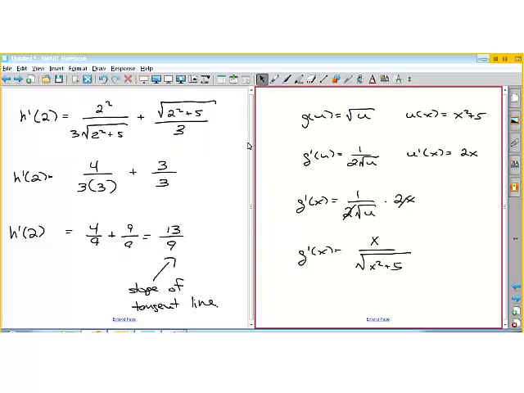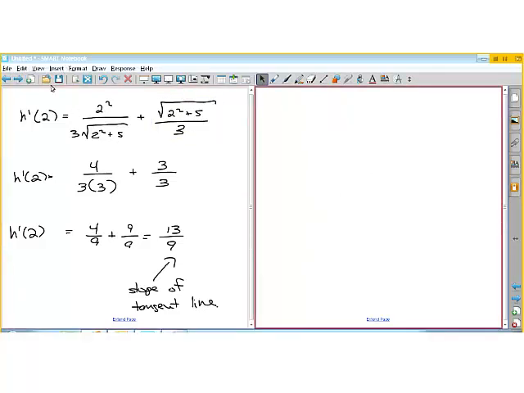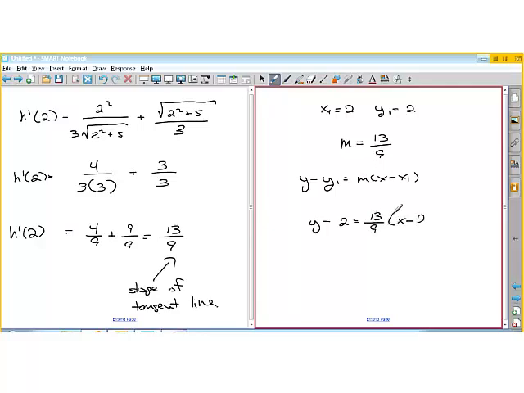Okay, so now what do we do? Well, what was the x? What was the y value? 2, 2, 2. Okay, let me add a page here. So x1 equals 2, y1 equals 2, m is equal to 13/9. So we have our point slope form of the linear equation: y minus 2 is equal to 13/9 times x minus 2.